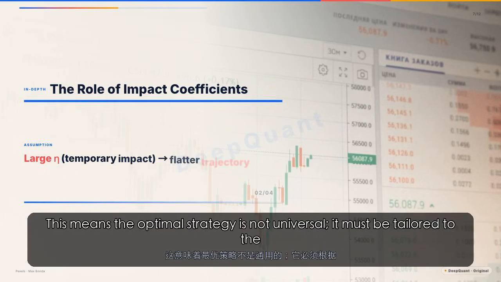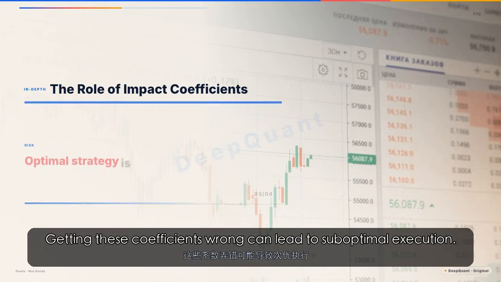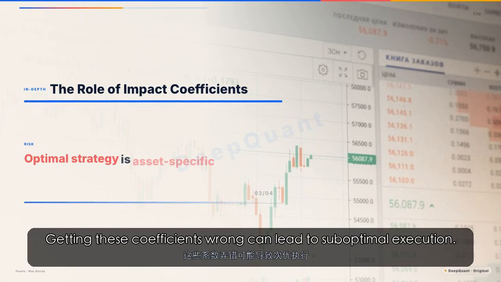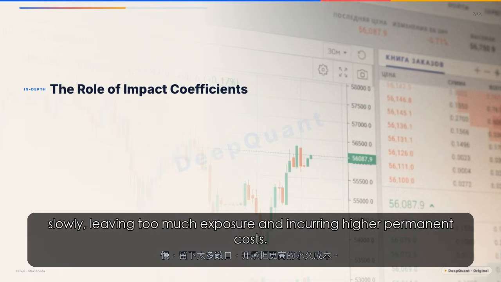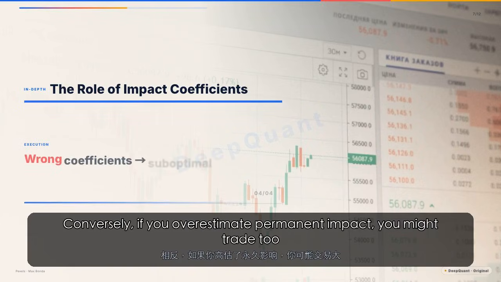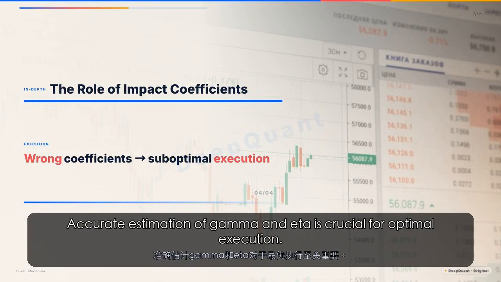This means the optimal strategy is not universal, it must be tailored to the asset and market conditions. Getting these coefficients wrong can lead to suboptimal execution. For example, if you underestimate permanent impact, you might trade too slowly, leaving too much exposure and incurring higher permanent costs. Conversely, if you overestimate permanent impact, you might trade too aggressively, incurring excessive temporary costs. Accurate estimation of gamma and ETA is crucial for optimal execution.